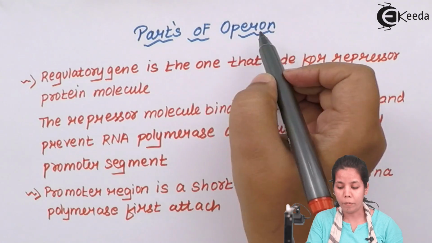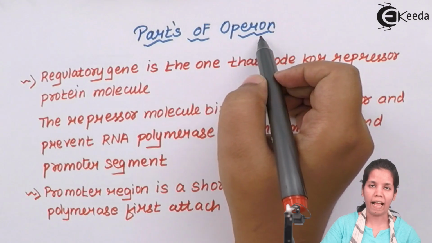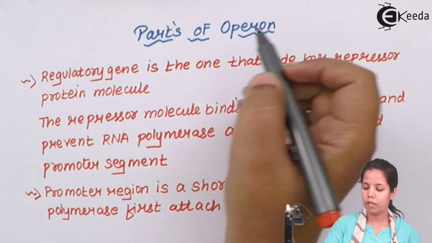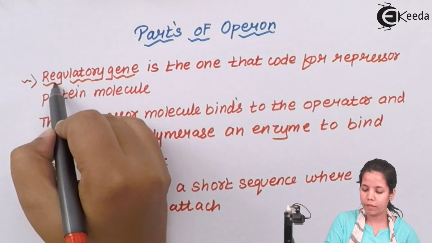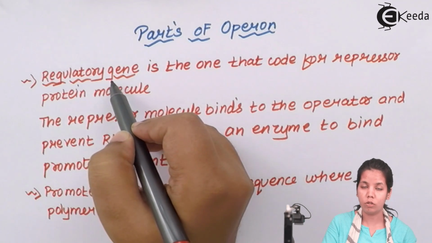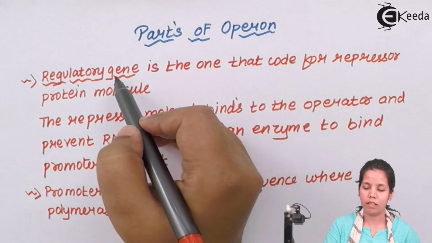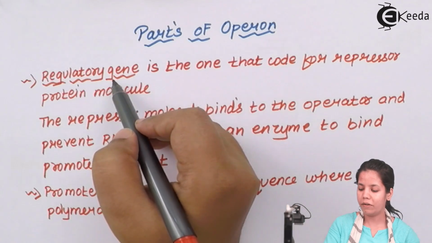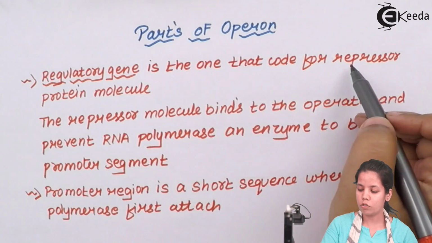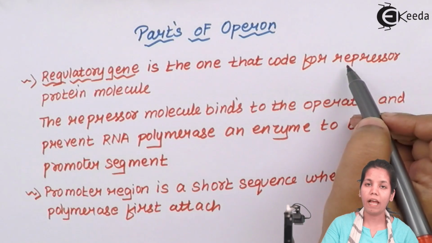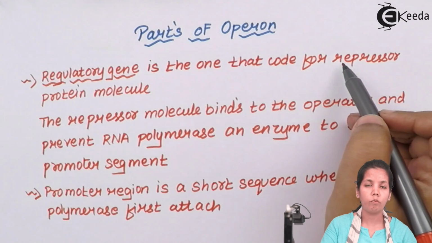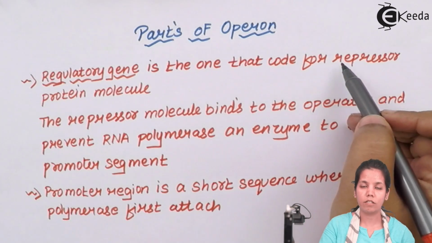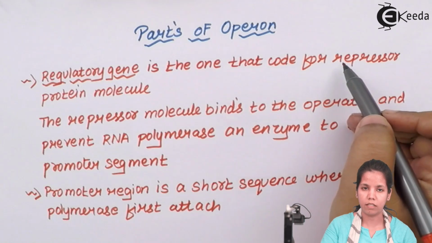Parts of operon, or you can say parts of a lac operon or lactose operon. The first region is the regulatory region, or the region that actually regulates the protein synthesis. Now students, this regulatory region is the one that codes for the repressor protein molecule, and we all know that if the repressor protein molecule is absent, then the switch on and switch off won't be available in the system of E. coli or any protein synthesis.